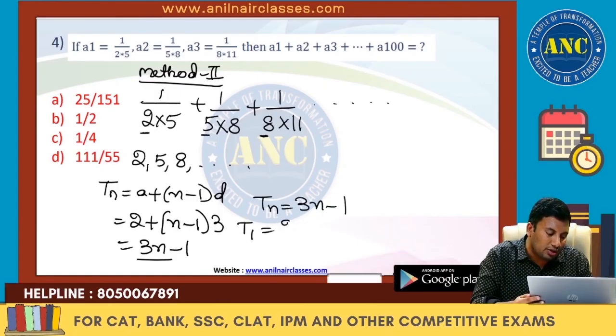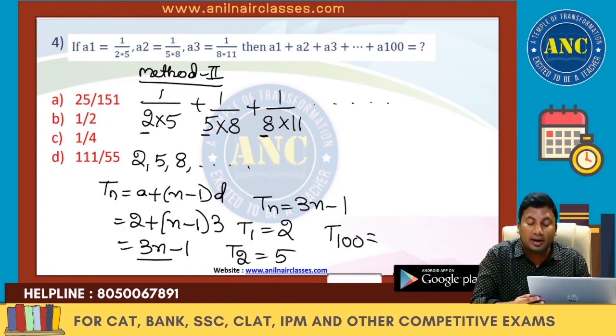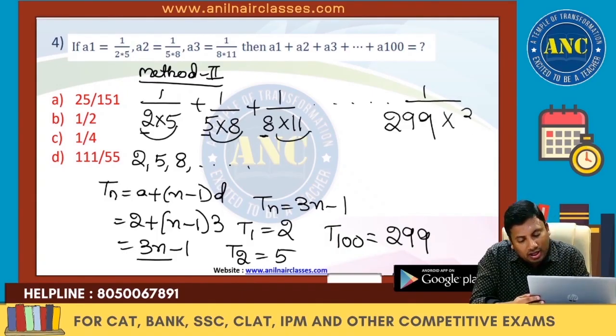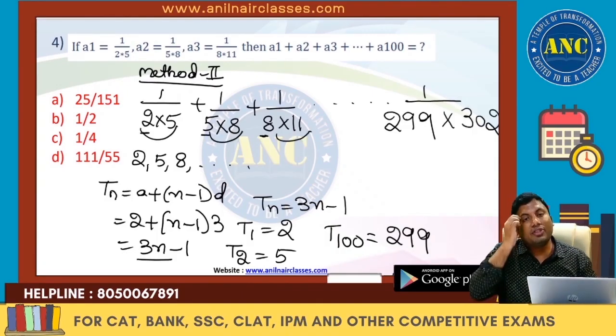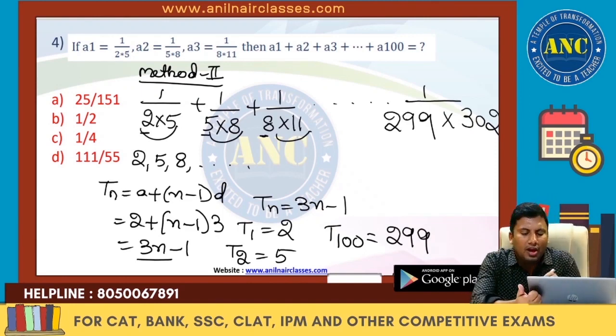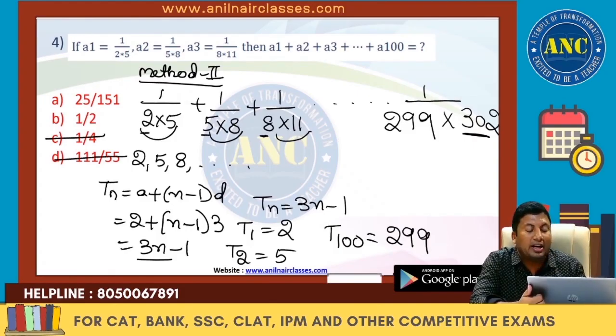T1 is nothing but 3 minus 1, which is 2. T2 is 6 minus 1, which is 5. T100 is 300 minus 1, which is 299. So the 100th value is 299. Every time there is an increase of 3, so a 3 increase is 302. Just by looking at the question you can say the answer should be either a factor of 302 or 302. These are eliminated. 1 by 2 is 50%, not at all possible.